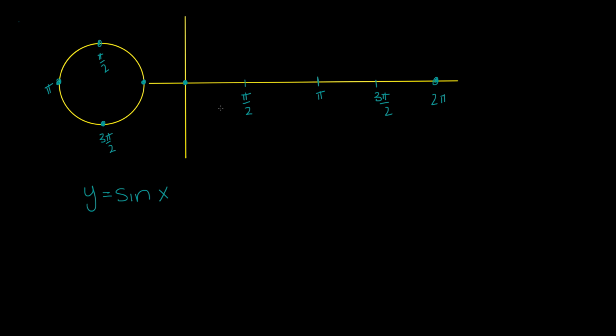We could go further with this. The halfway point between 0 and pi over 2 is pi over 4. Halfway between pi over 2 and pi is 3 pi over 4. Then this is 5 pi over 4, and 7 pi over 4. So these are the points right here.